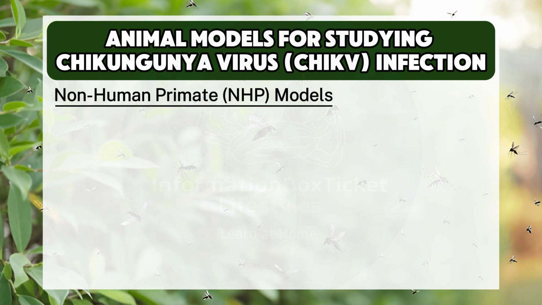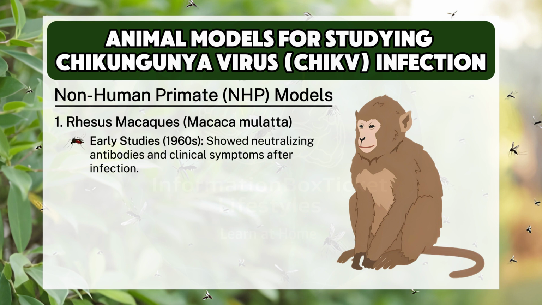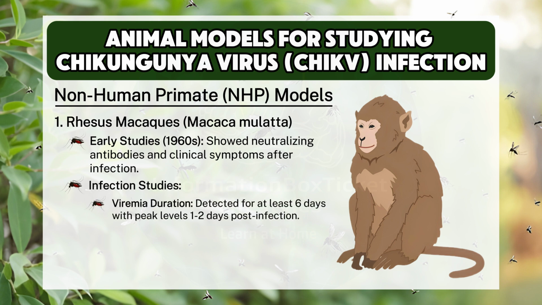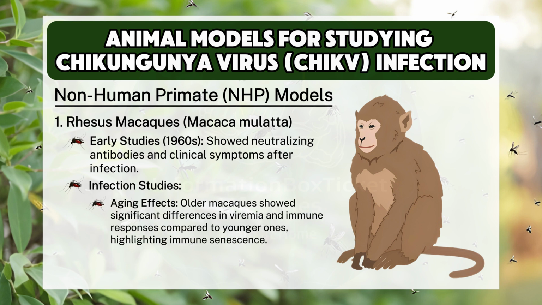Non-human primate, NHP, models. 1. Rhesus macaques, Macaca mulatta. Early studies in the 1960s showed neutralizing antibodies and clinical symptoms after infection. Infection studies: viremia was detected for at least 6 days with peak levels 1 to 2 days post-infection. Clinical symptoms include fever and rash, with a peak immune response around 21 days post-infection. Aging effects: older macaques showed significant differences in viremia and immune responses compared to younger ones, highlighting immune senescence.